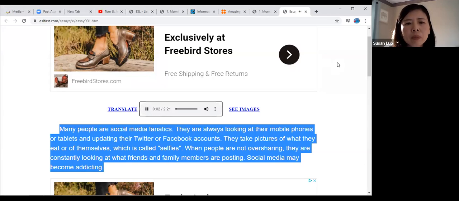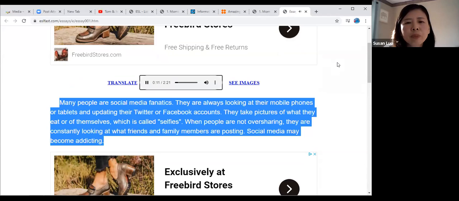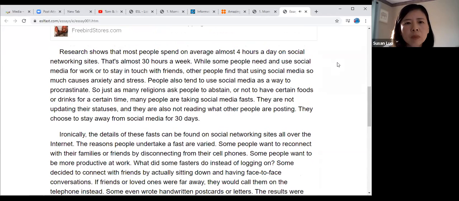Nowadays, many people are social media fanatics. They are always looking at their mobile phones or tablets and updating their Twitter or Facebook accounts. They are taking pictures of what they eat or taking pictures of themselves, which is called selfies. When people are not oversharing, they are constantly reading or looking at what friends and family members are posting. Social media is becoming addicting. Research shows that most people spend, on average, almost 4 hours a day on social networking sites. That's almost 30 hours a week.